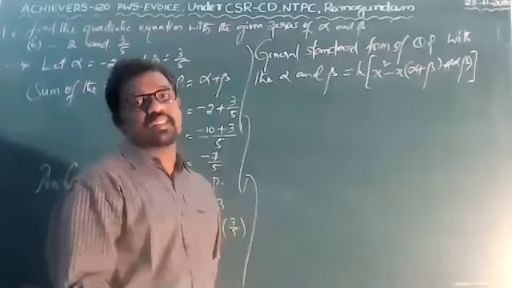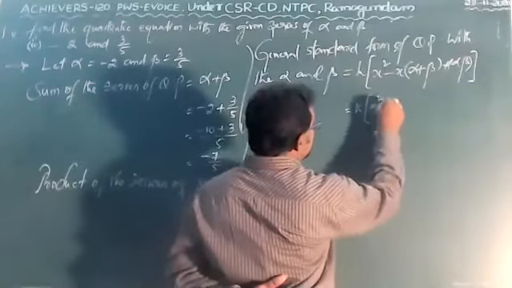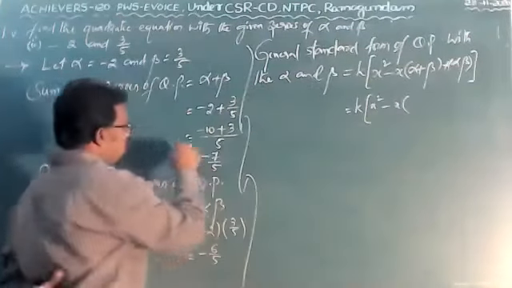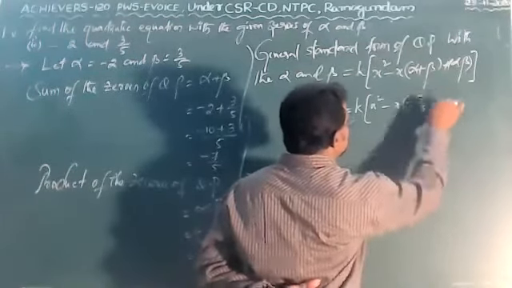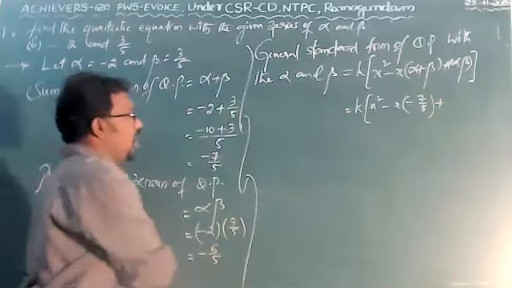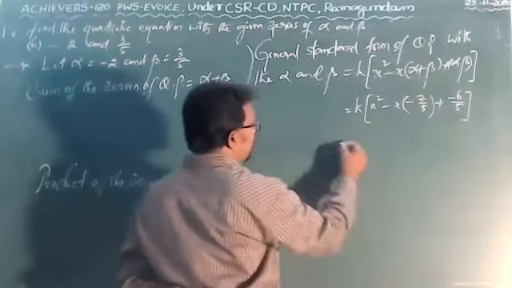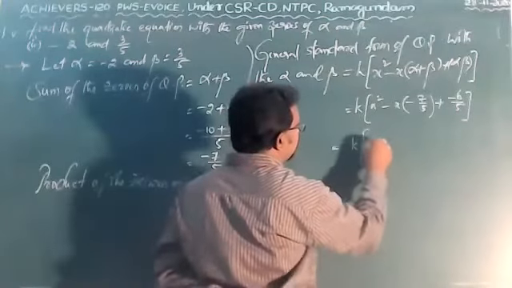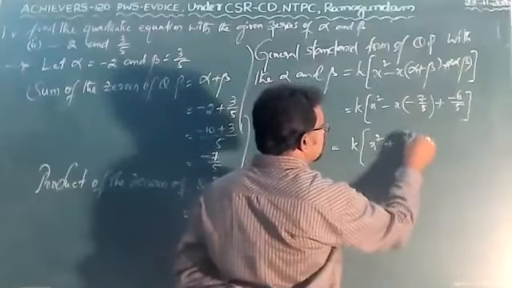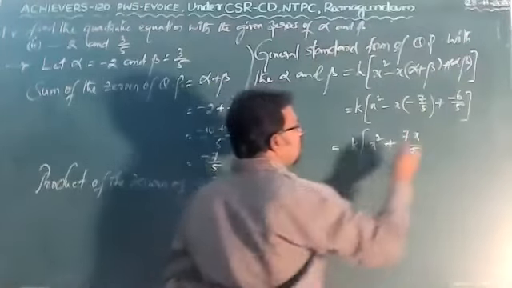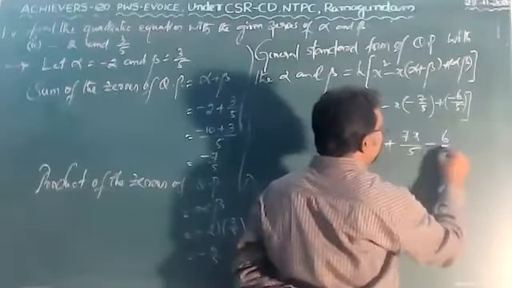Now what we have to do? Just substitute. What is that? K into x square minus x into the sum of the zeros, how much? Minus 7 by 5, plus the product of the zeros, how much? Minus 6 by 5. Okay, children, now multiply x square, minus into minus plus 7 into x, 7x by 5, and here plus into minus, minus 6 by 5.